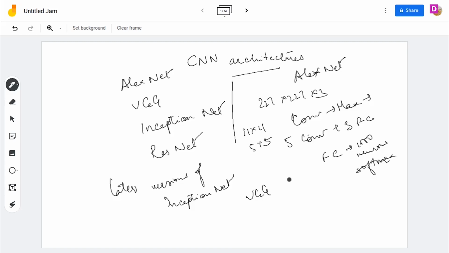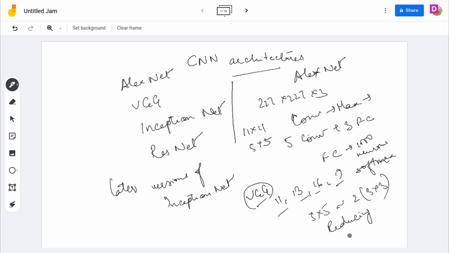Then we come across VGG. This is short for Visual Geometry Group, and it was released by researchers of Oxford University. VGG differs depending upon the layers. You have 11 layer VGG, 13 layers, 16 layers and 19 layers. The interesting thing about VGG is it showed how one 5 cross 5 filter can be replaced with 2 3 cross 3 filters. This helped us in reducing the parameters for training.